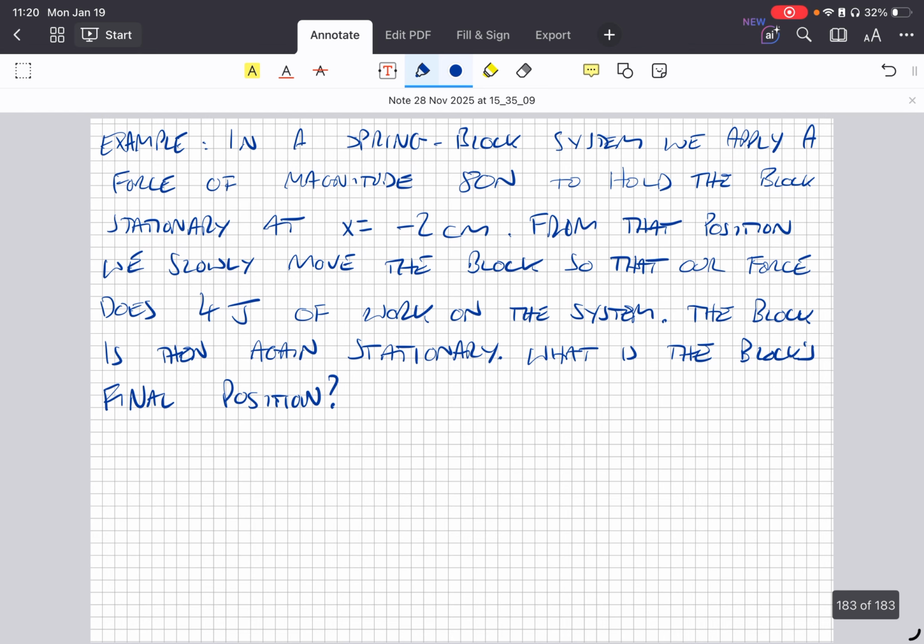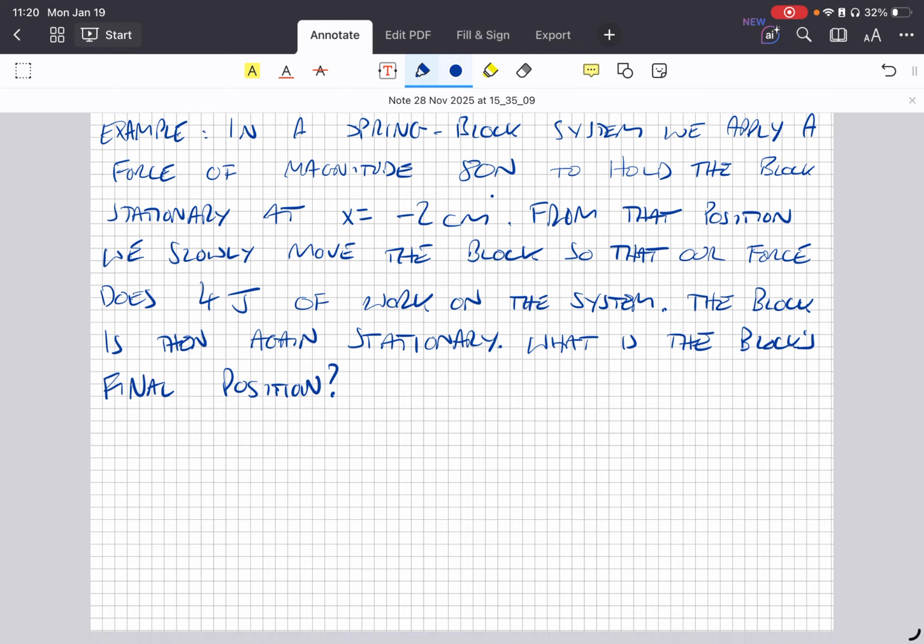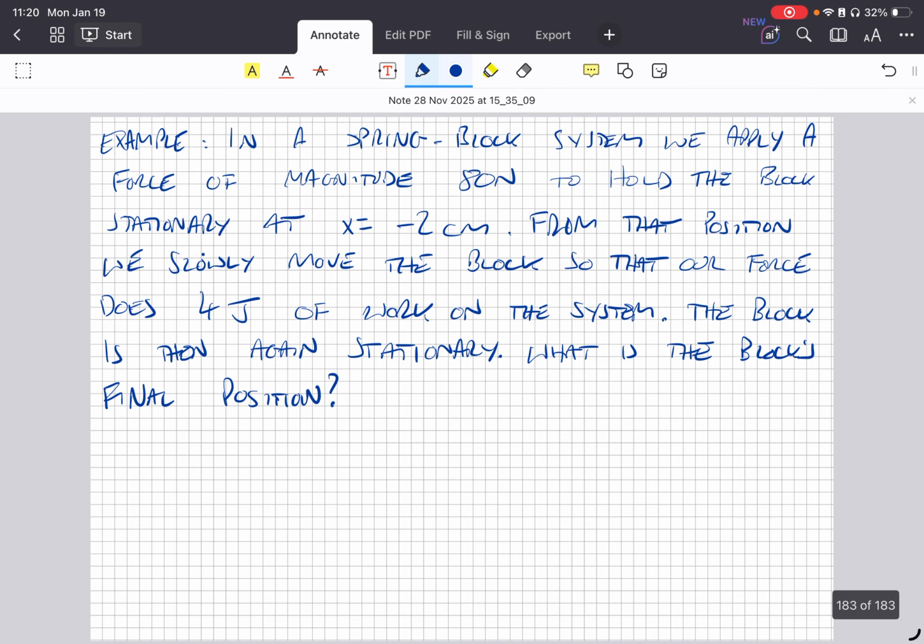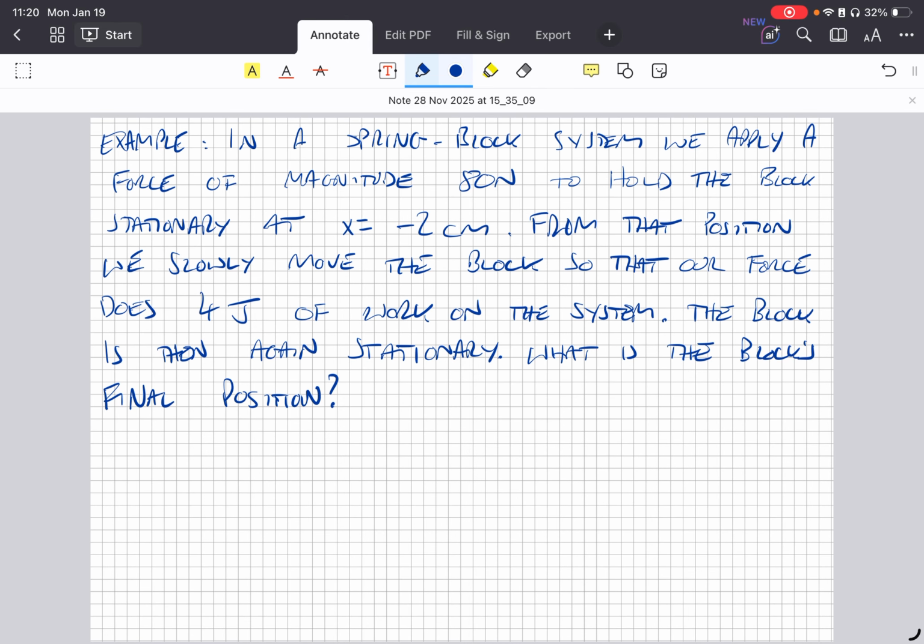Here's the example. So we have a spring block system. This means that we have a block attached to the spring. The equilibrium position is at x equals 0. It's just a shorthand for that. So we apply a force of magnitude 80 newtons to hold the block stationary at x equals -2. So this is not the equilibrium position. We've moved it away from equilibrium, but we're now applying a force which balances the spring force, and that holds it stationary at this position. From that position, we slowly move the block so that our force does 4 joules of work on the system. The block is then again stationary. What is the block's final position?